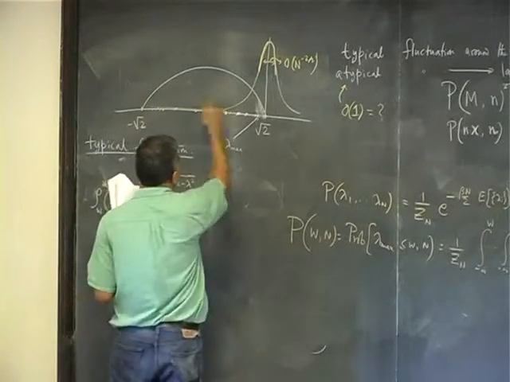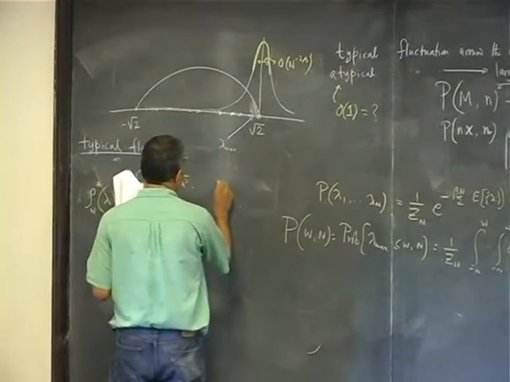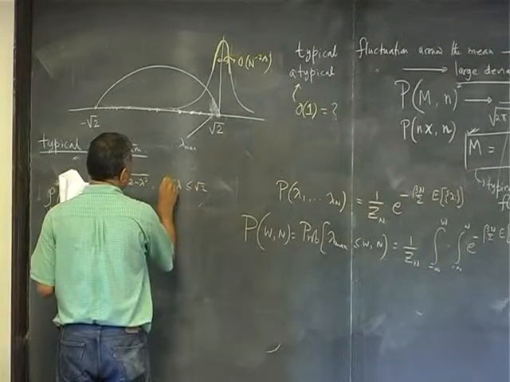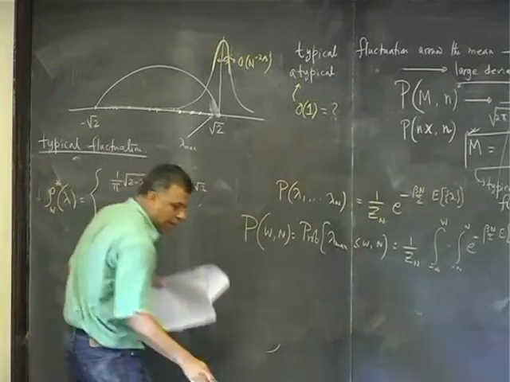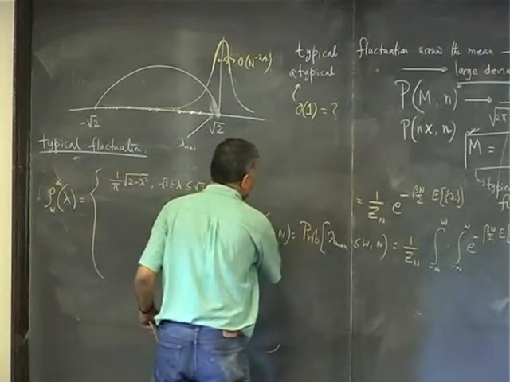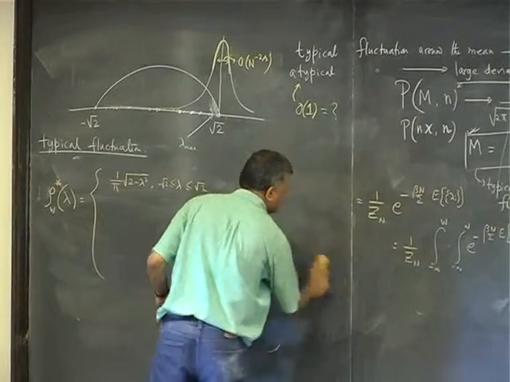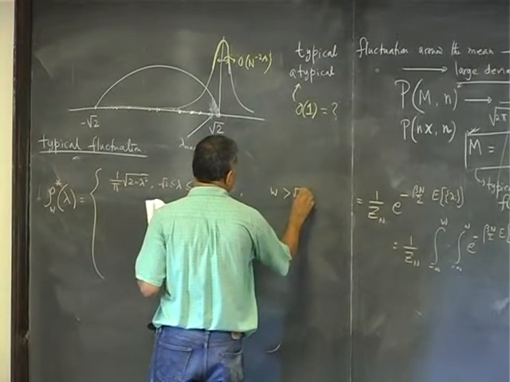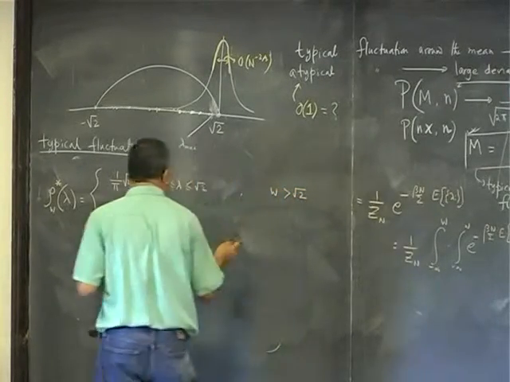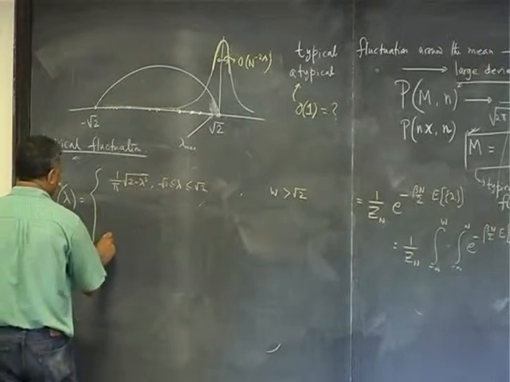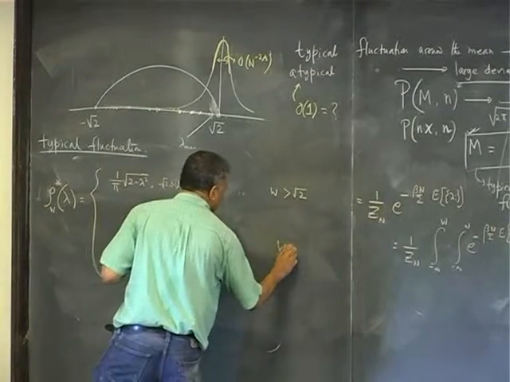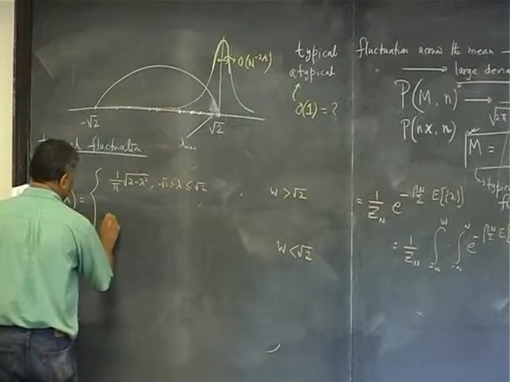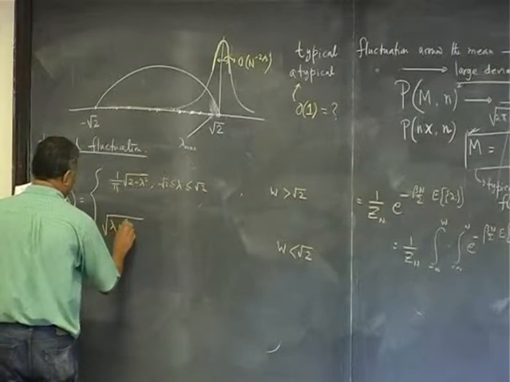Okay, so this is this guy here for lambda, with lambda between √2 and minus √2 support, as long as W is bigger than √2. Okay, let me write it down and then I'll explain the meaning of this. But when W becomes less than √2, it changes, and it changes to a different form, which is given by this.